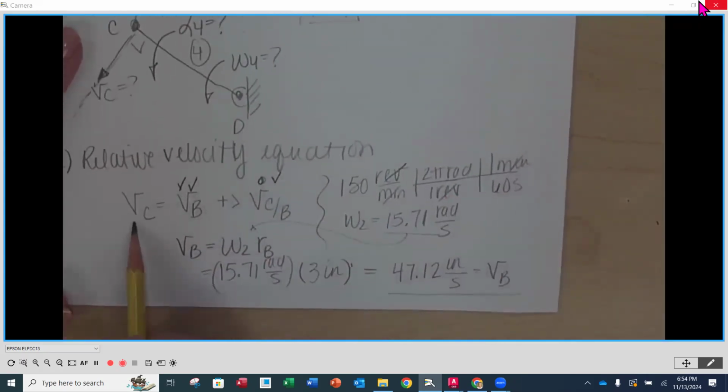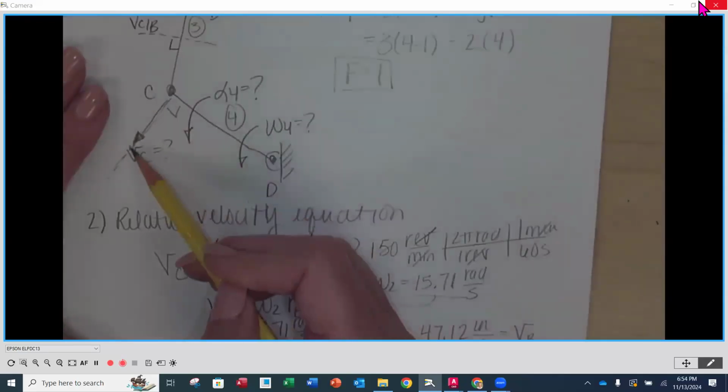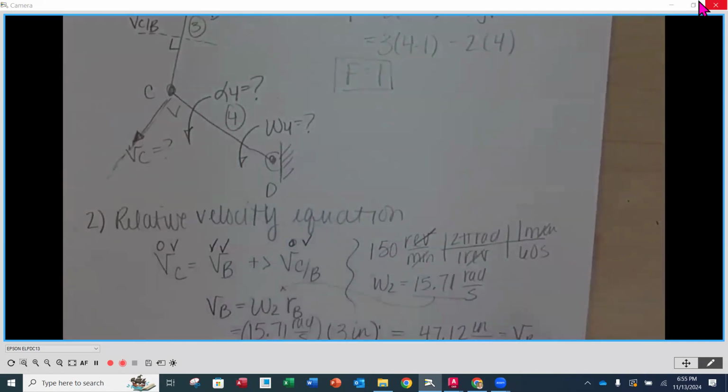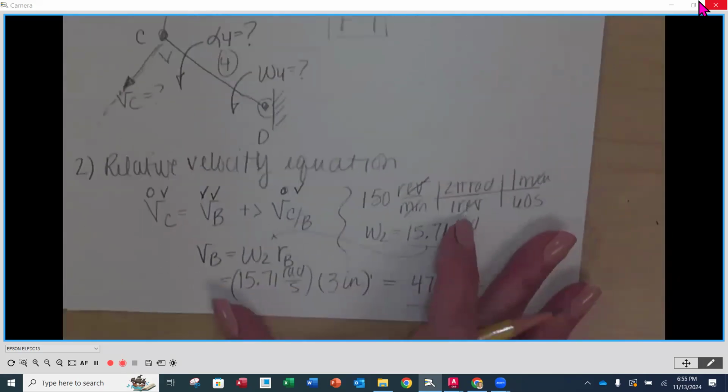And then if we go back over and we look at velocity of C, we know the direction of C, but we don't know its magnitude. So here we don't know magnitude, but we do know direction. So again, we've got 2 unknowns separated by the equal sign. We can do our vector equation and draw it to scale.